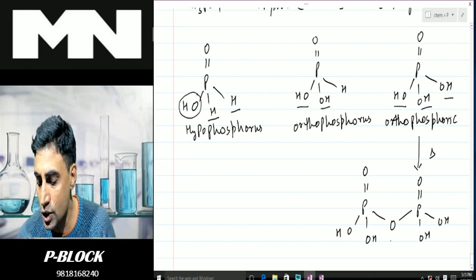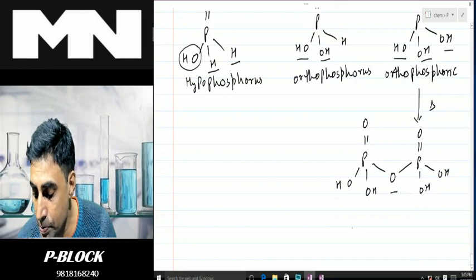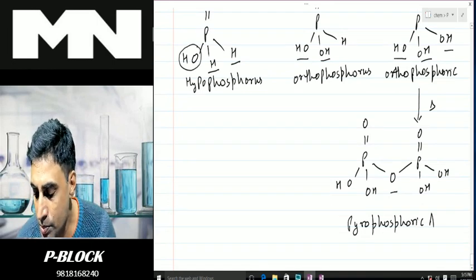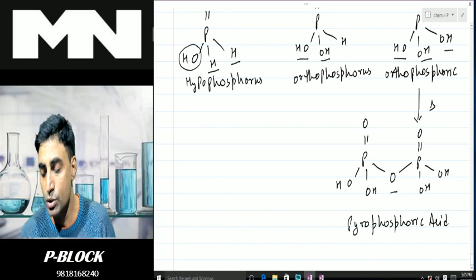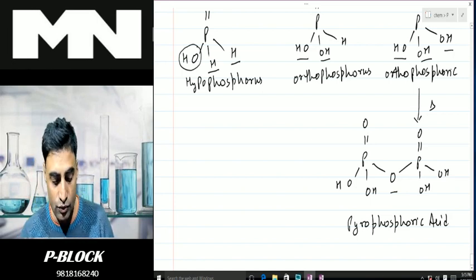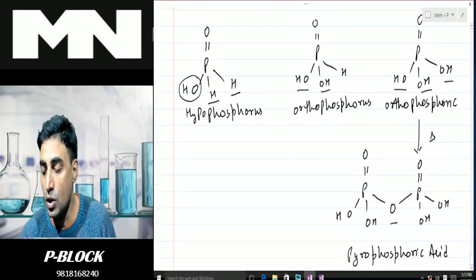From here, it has lost one H2O molecule. Such a dimer is known as pyrophosphoric acid. Pyro means heat. So this is the acid which is prepared by heating phosphoric acid. This is pyrophosphoric acid. This is all about their oxides and oxo acids.